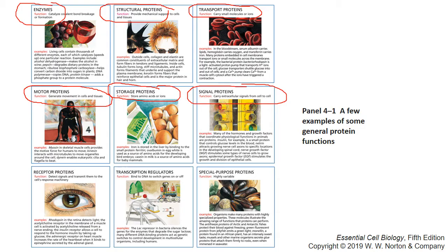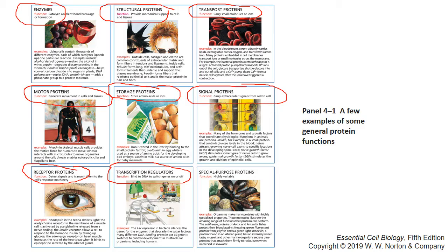We have receptor proteins, which are able to detect a signal and cause a response. We have our transcription regulators. Those are actually very important in order for our genes to be activated, meaning that they initiate transcription and eventually translation. So to go from DNA to RNA to proteins, we rely on transcription factors to initiate everything.